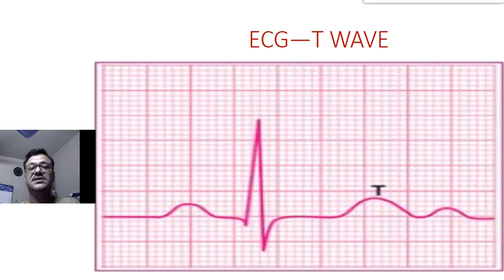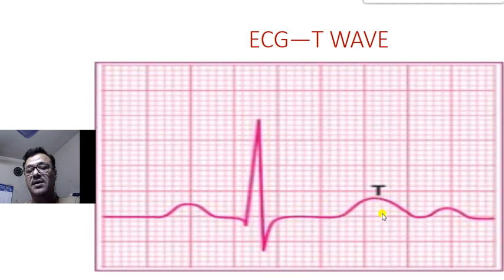This is the ECG U wave. Look at this ECG tracing. This is the P wave. This is the Q, this is R, this is S, this is the ST segment, and the T wave and U wave. Look at this T wave. It follows the S wave and ST segment.